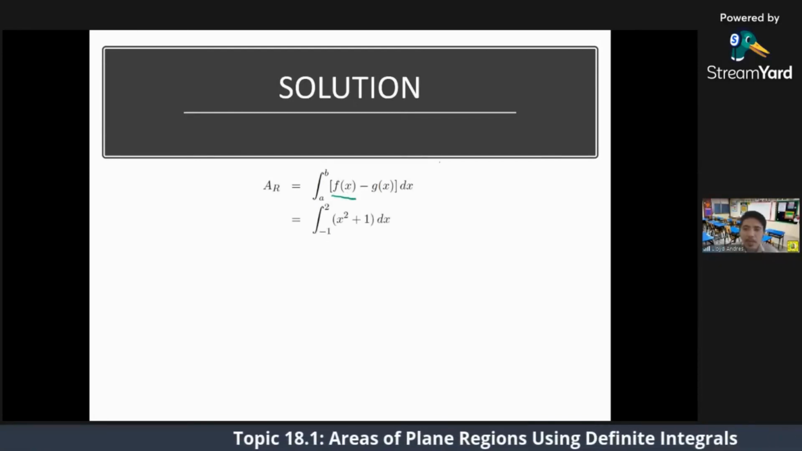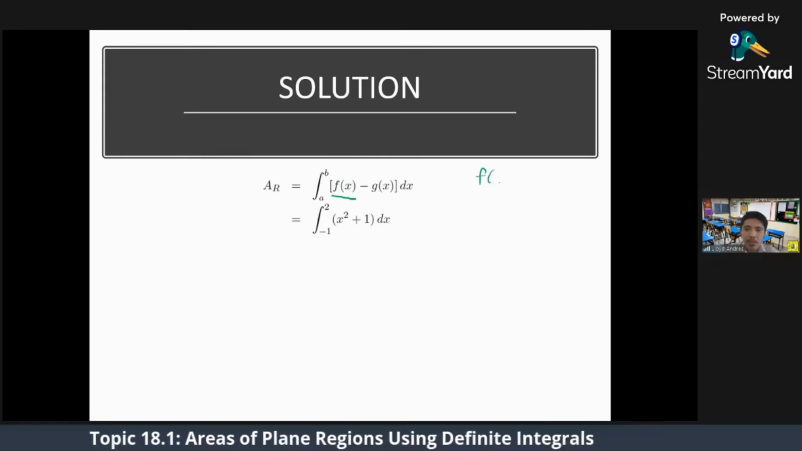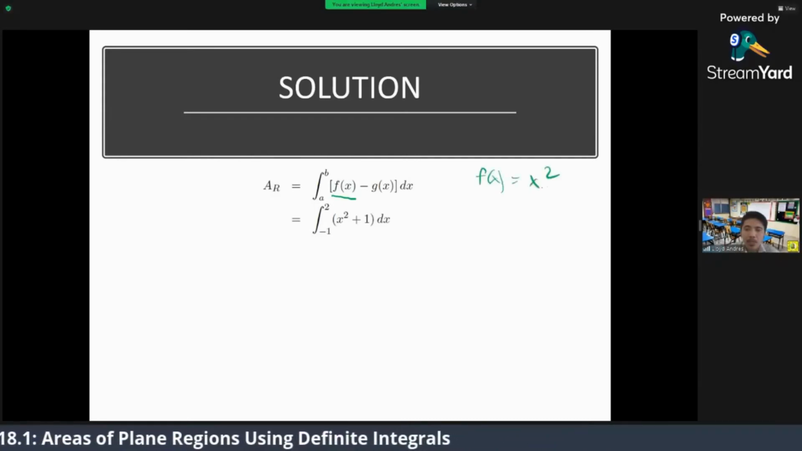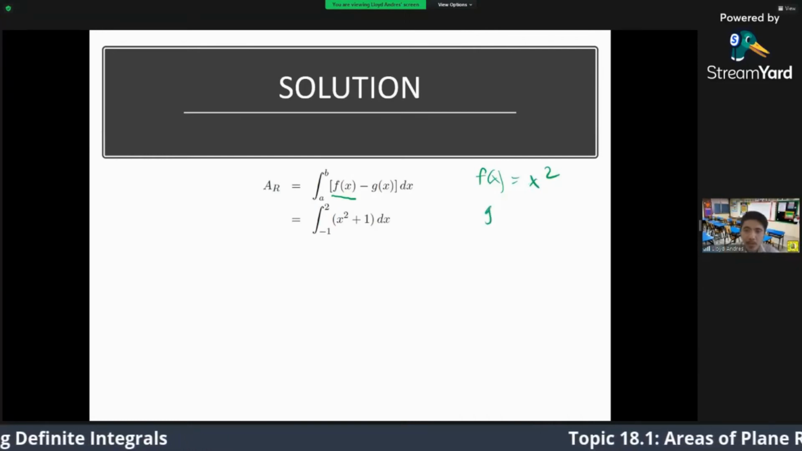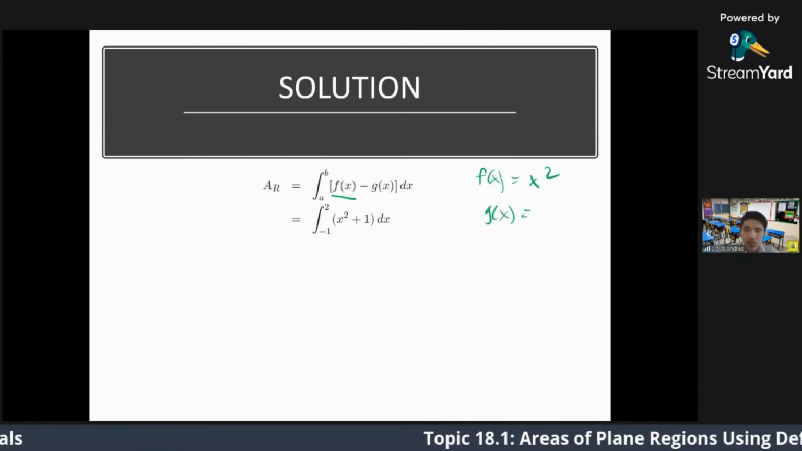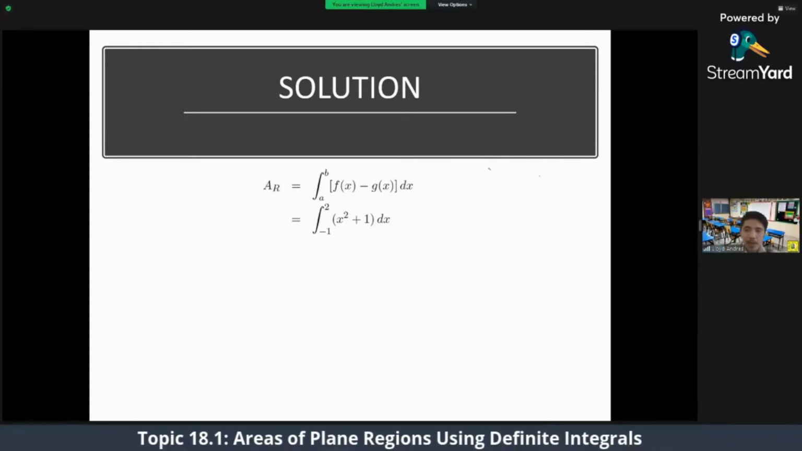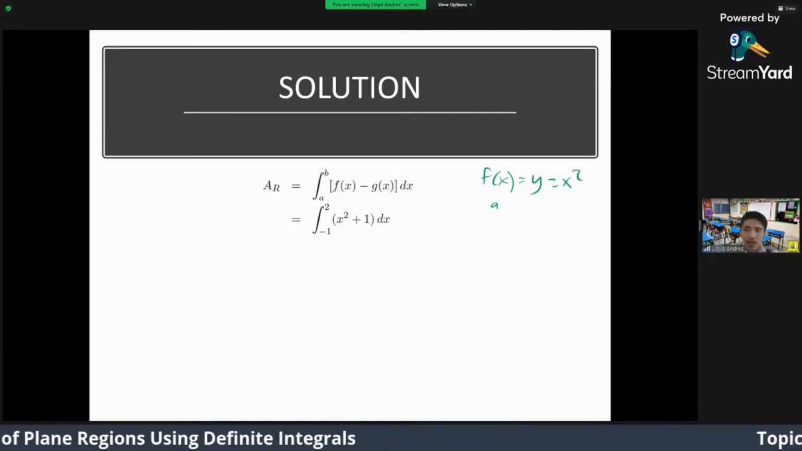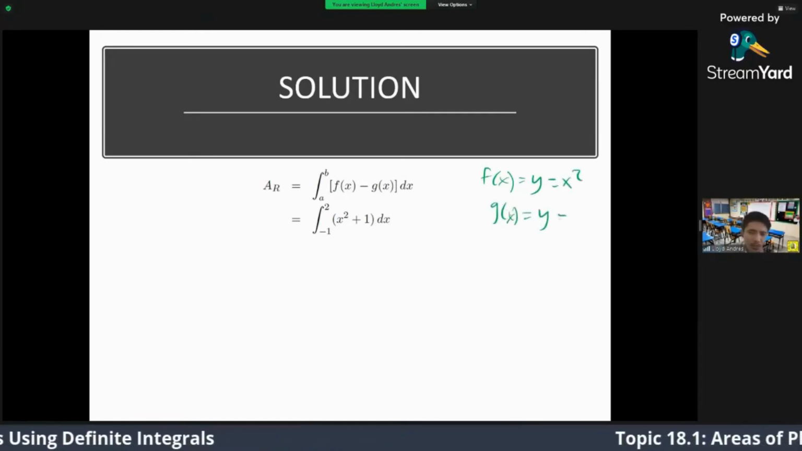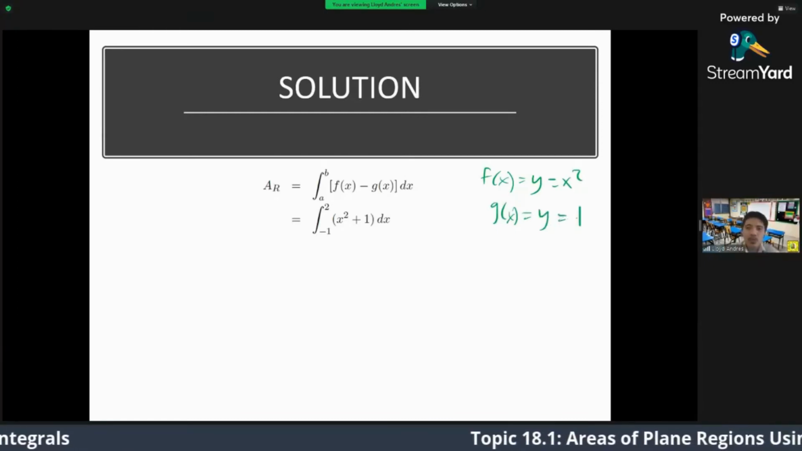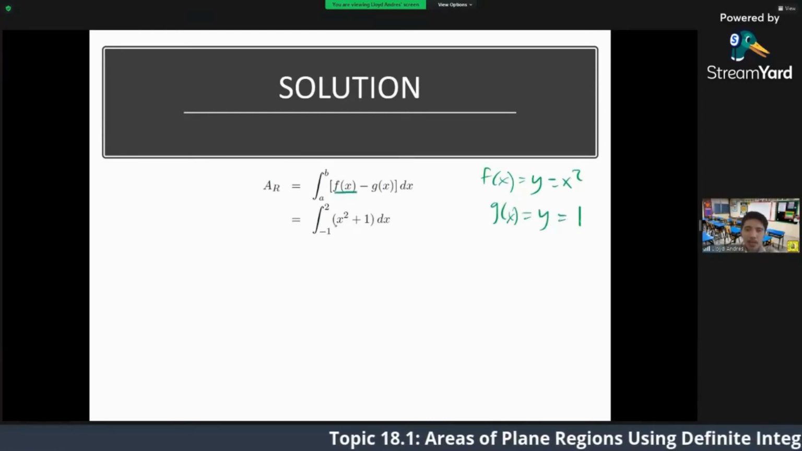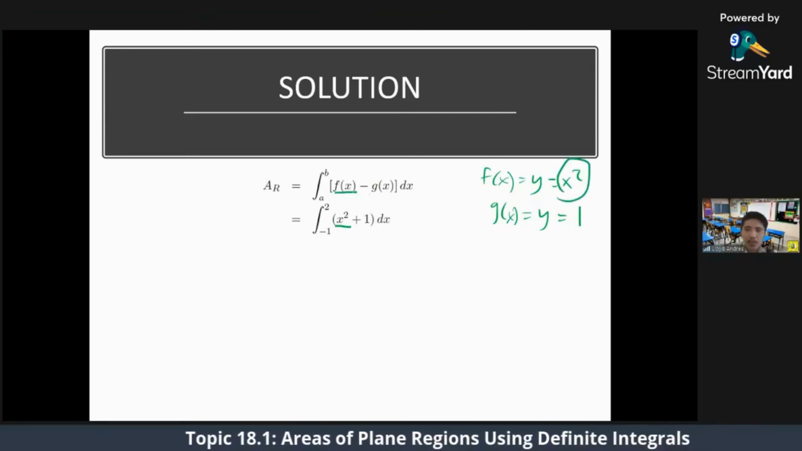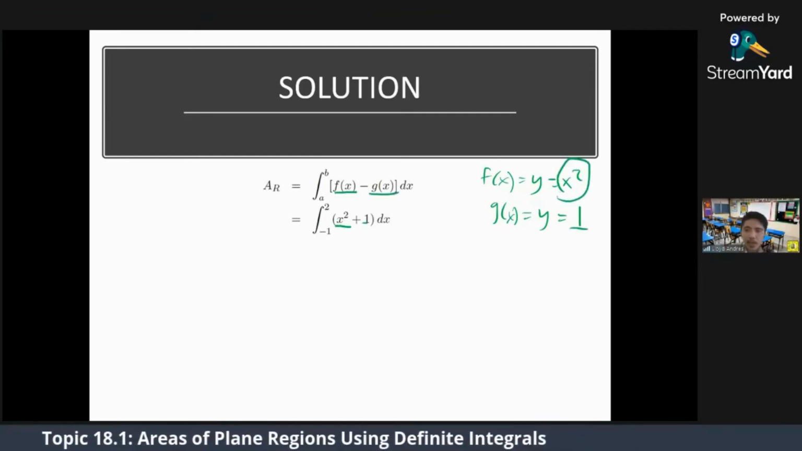Substituting, ang atong f of x is katong sa parabola nga y equals to x squared. Atong g of x is mao tong y equals to 1. So ang f of x ipulihan nato x squared, ang g of x ipulihan nato 1. By the way, negative 1 ni siya.